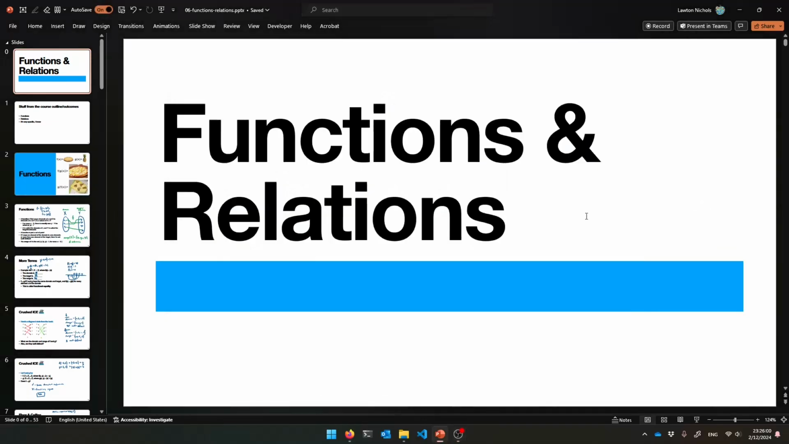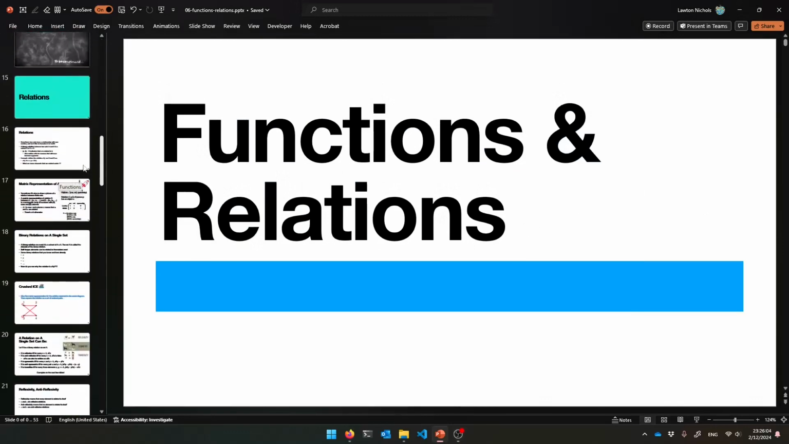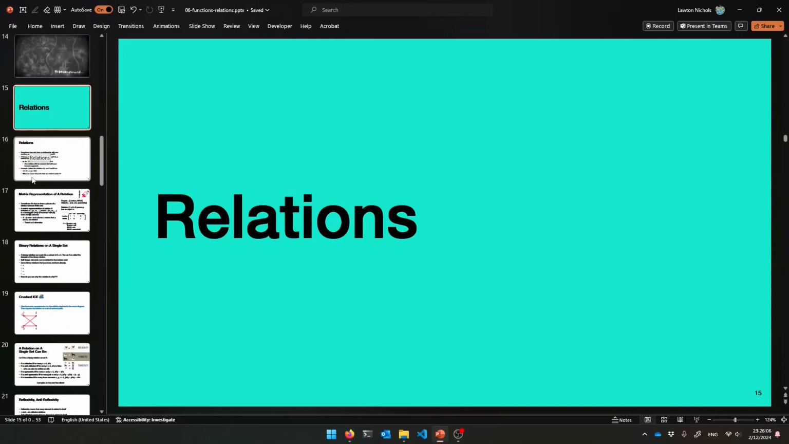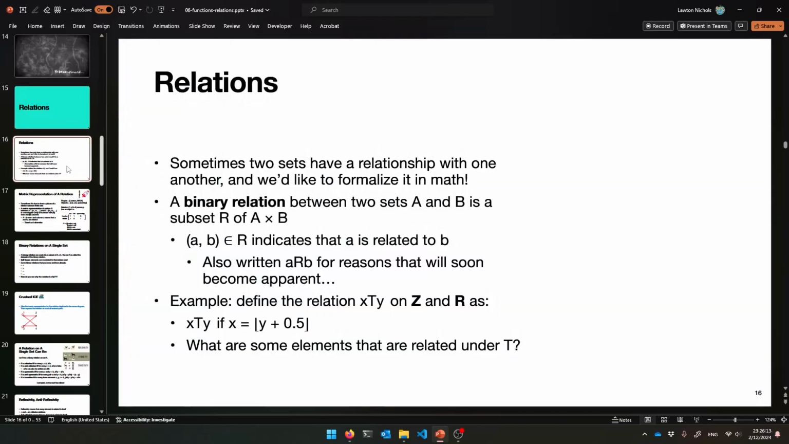All right, welcome back to the functions and relations slides. Let's keep on trucking and go down and talk about this new concept called relations, which is a new term, but I promise you know what this is. I promise you've seen it before. It's just a name for something you already know. It's a very generic idea.